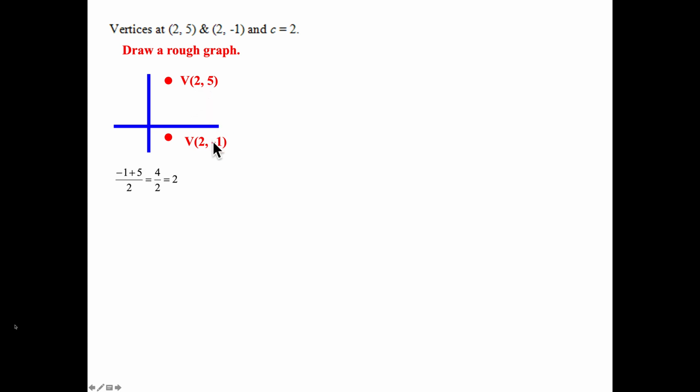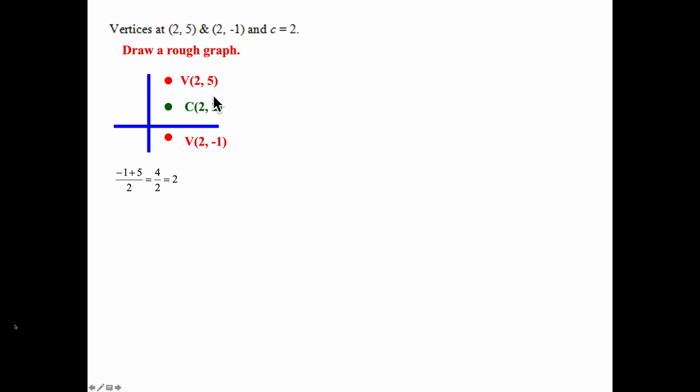All right, next example, vertices at (2, 5), (2, -1), and c is equal to 2. Again, we draw a rough graph. (2, 5), that's up here. (2, -1) down here. So since the y-coordinates are changing, this is going to be more of a vertical ellipse. Your center is going to be right there in the middle. So again, 5 plus negative 1 is 4, divided by 2 is 2. So there's your center. That's your h and k.